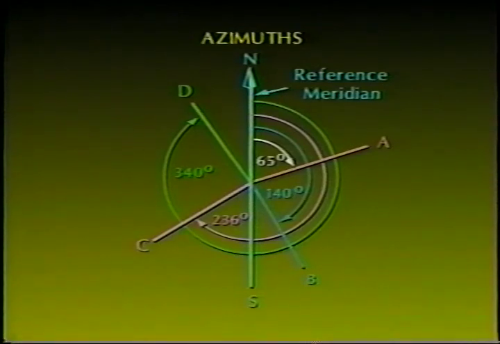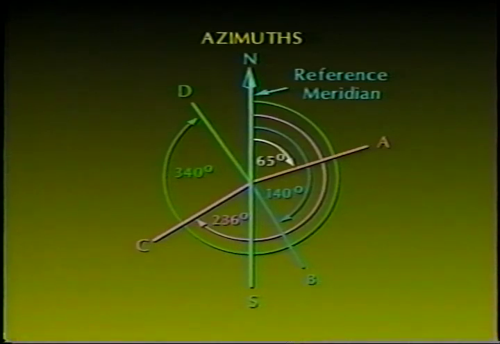Another system used to identify the direction of a line is azimuths. Azimuths are angles measured clockwise from any reference meridian. In plane surveying, azimuths are generally measured from the north, but astronomers, the military, and the National Geodetic Survey have used south as the reference direction. As shown here, azimuths can range from 0 degrees to 360 degrees and do not require a letter to designate the quadrant. The azimuth from O to A is 65 degrees, from O to B is 140 degrees, from O to C is 236 degrees, and from O to D is 340 degrees.